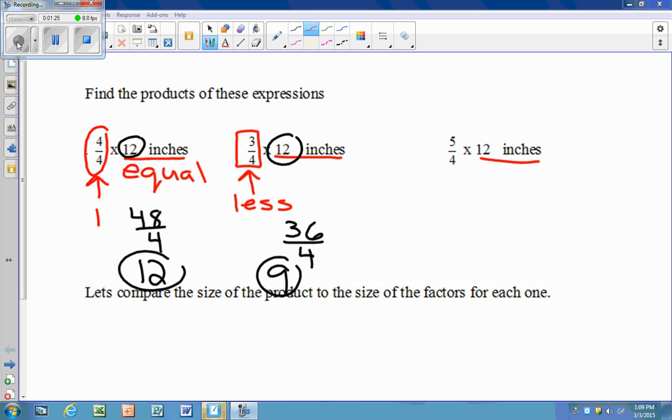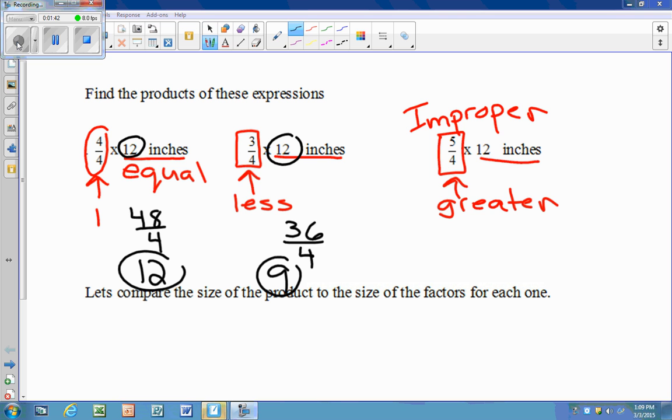Next one, I look at 5/4. That is greater than 1 because it's an improper fraction. And when I have an improper fraction that's greater than 1, it tells me my answer is going to be greater than the number that I am multiplying by. And I also, for this one, can check, and I end up with 60/4. And when I divide 60 divided by 4, I end up with 15, and I see that 15 is, in fact, greater than 12.